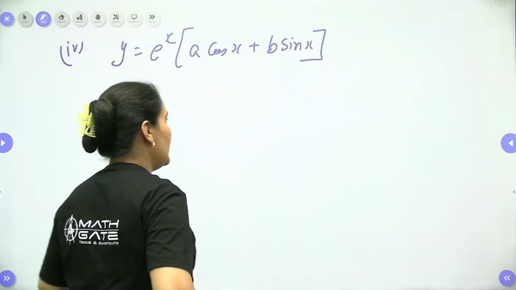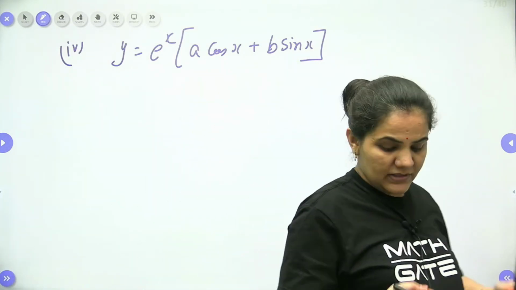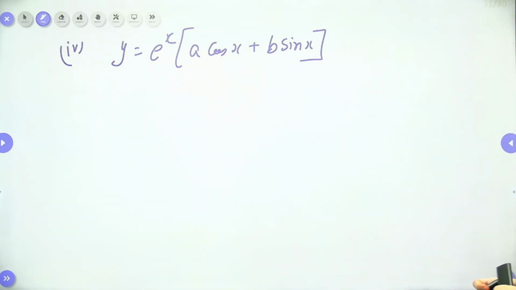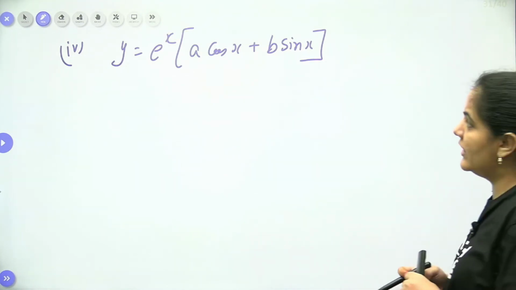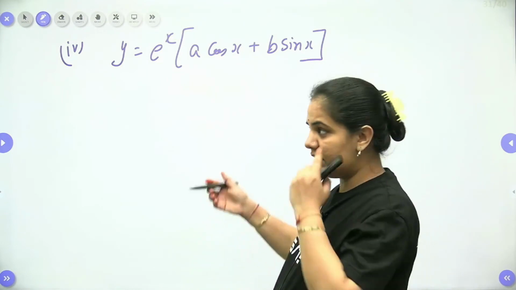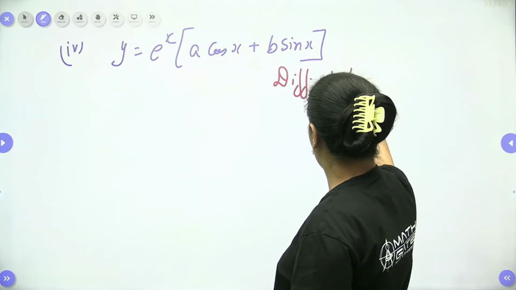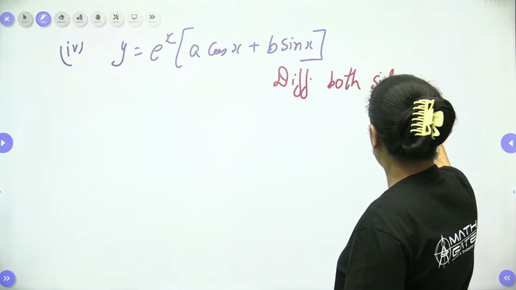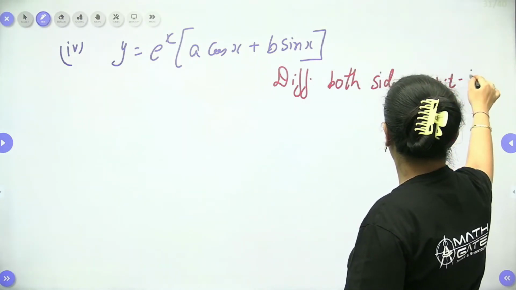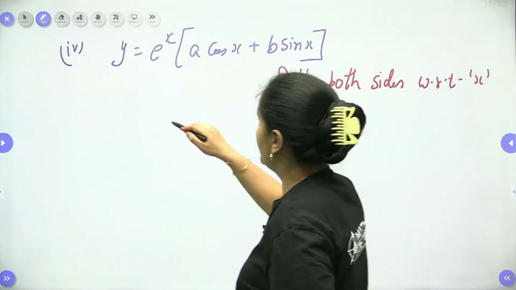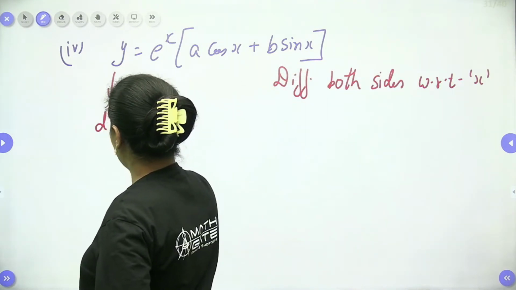So how can we find the differential equation? Just by eliminating the arbitrary constant. So how can we eliminate the arbitrary constant, dear students? Just by differentiating both the sides. Okay. So first of all, differentiating both the sides with respect to x only. Yes, first time, one time only. When you differentiate, it will be dy by dx.